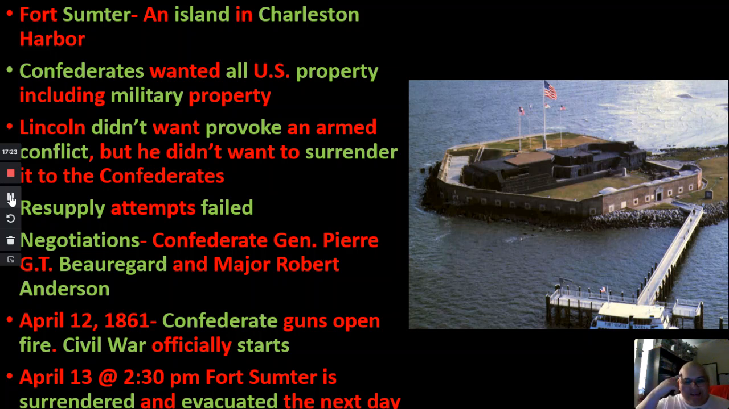So Lincoln has an idea. Okay, you know what? I won't start the war, but I'm going to send a ship to that place to give them supplies, food, ammunition, letters from home, things like that. So he sends the ship, and right when they're really close, all of a sudden cannonballs come at the ship. The Confederates have cannons around this island, and they're just shooting cannons at the ship.